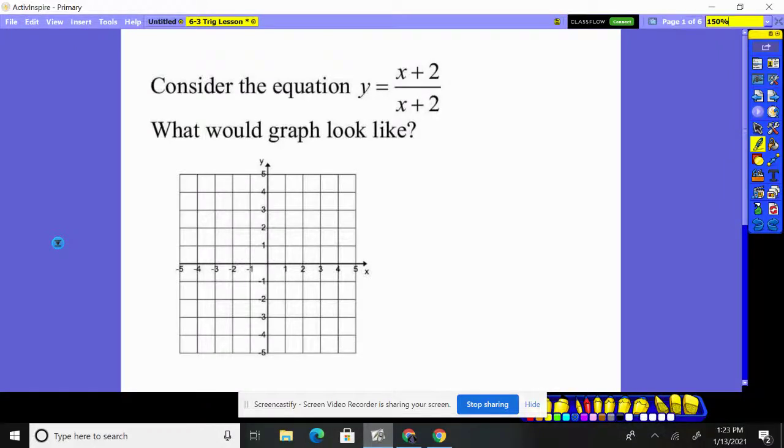Alright, we want to consider the equation y equals (x plus 2) divided by (x plus 2). What would that graph look like? Well, you and I know that they're going to cross out, and basically (x plus 2) divided by (x plus 2) is 1. So the typical graph of y equals 1 is just a horizontal line right across. So that's what it would look like, right?